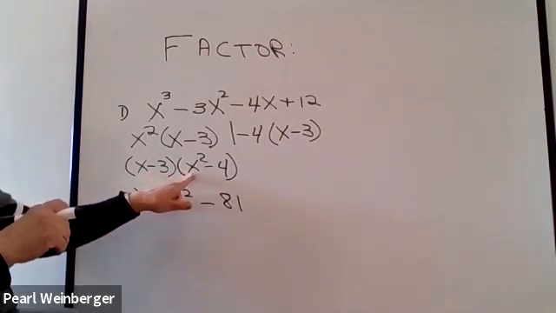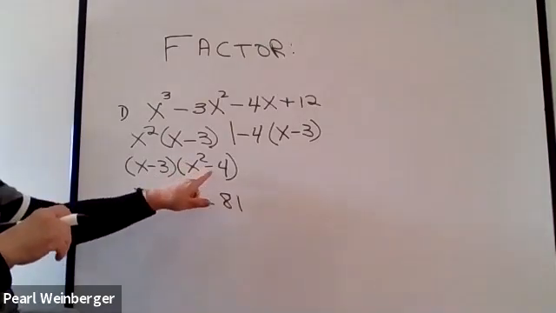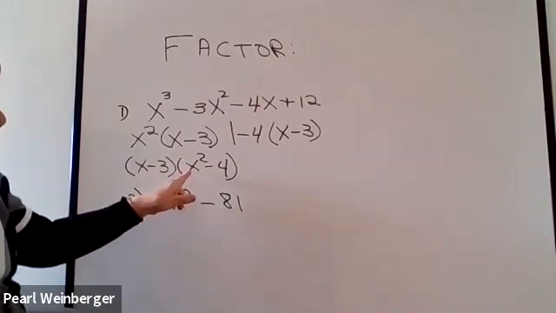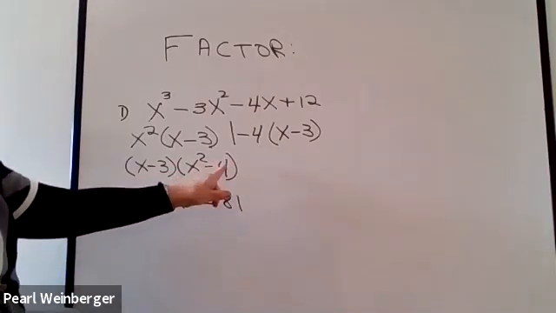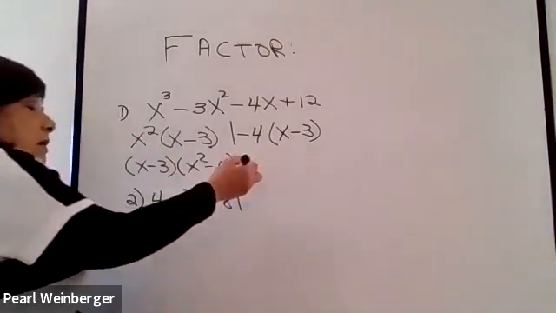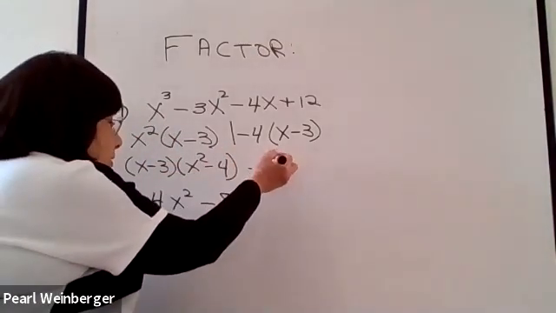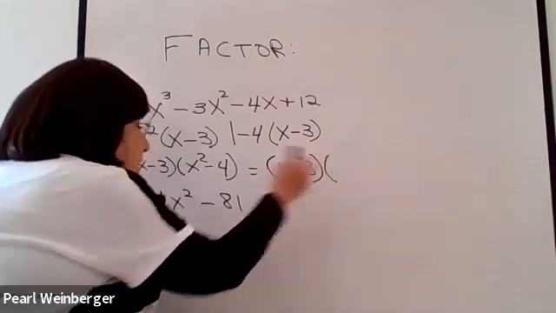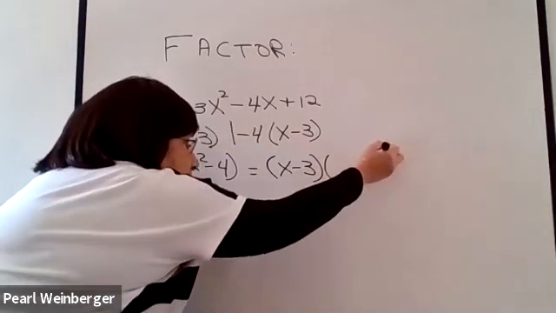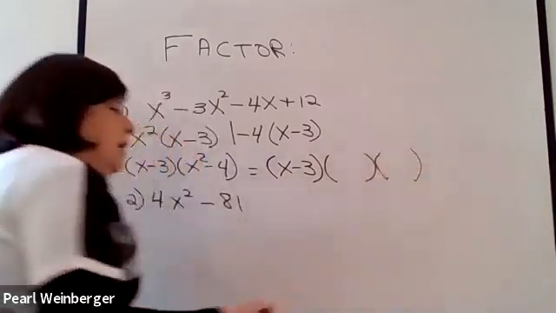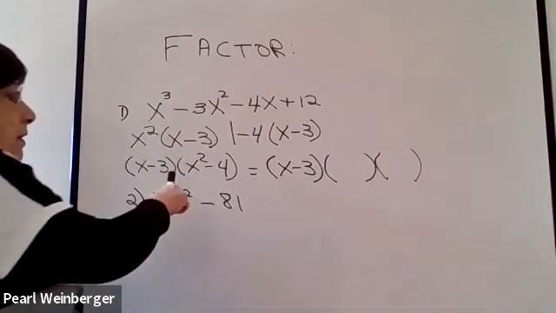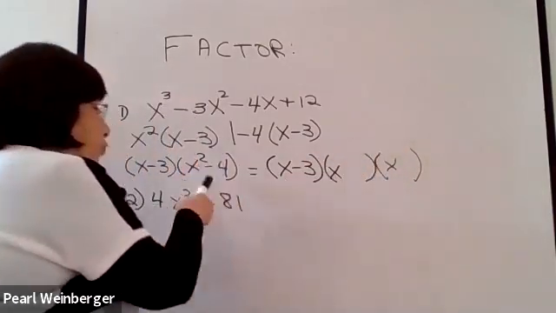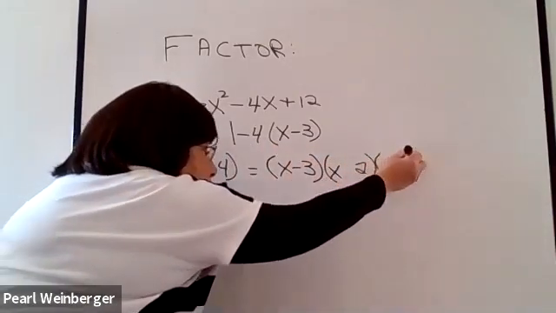But in the second parentheses, you have an x squared minus 4, which we know is the difference of squares. This is an x times an x. This is a 2 times 2. So that means that we could even go further with that. We leave the x minus 3 alone, and we break up the x squared minus 4 into its two binomial conjugates. We take the x squared and break it up into x and x. The 4 we break up into 2 and 2.